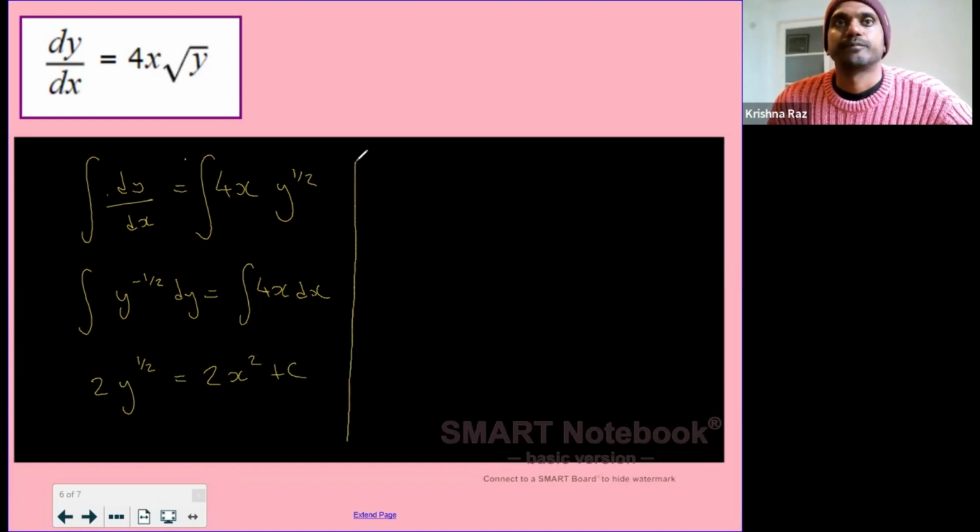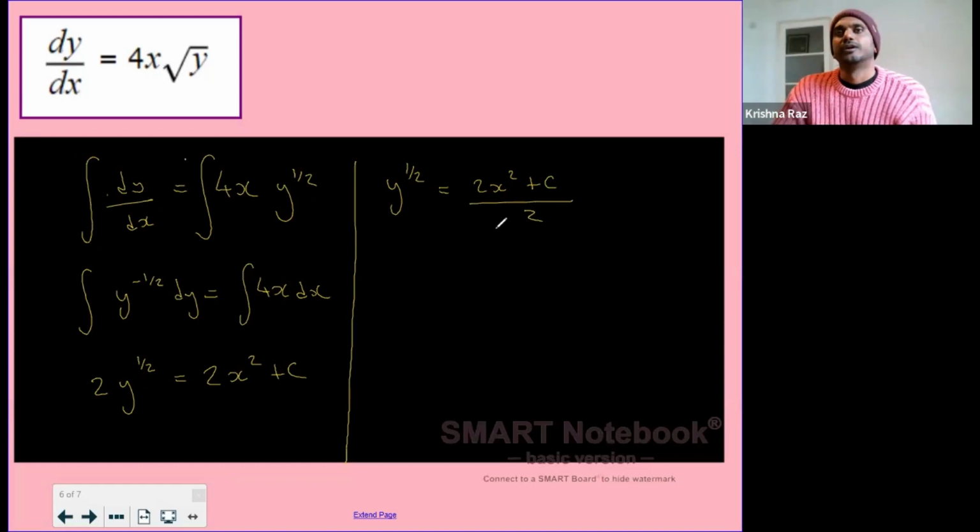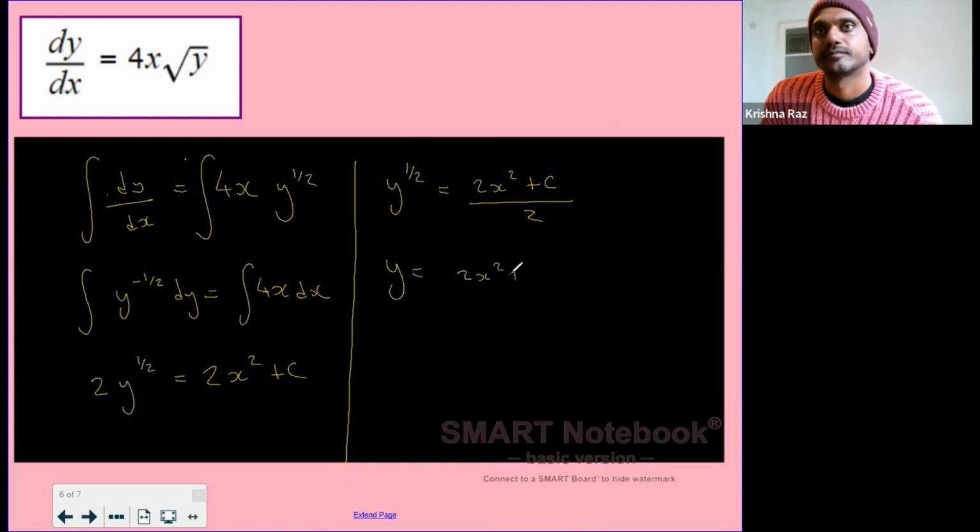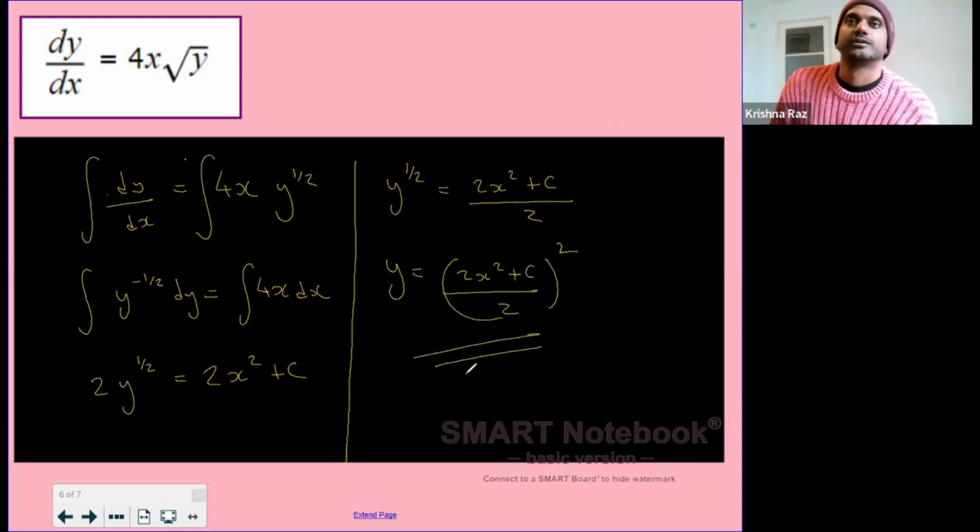So y to the half equals 2x squared plus c all over 2, which we can just write as x squared plus c because half of a constant is a constant. And obviously the opposite of square rooting is squaring. And we'll get that answer.